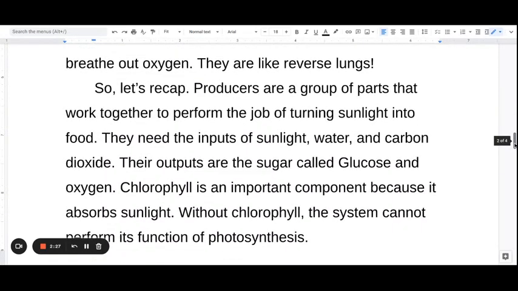So let's recap. Producers are a group of parts that work together to perform the job of turning sunlight into food. They need the inputs of sunlight, water, and carbon dioxide. Their outputs are the sugar called glucose and oxygen. Chlorophyll is an important component because it absorbs sunlight. Without chlorophyll, the system cannot perform its function of photosynthesis.